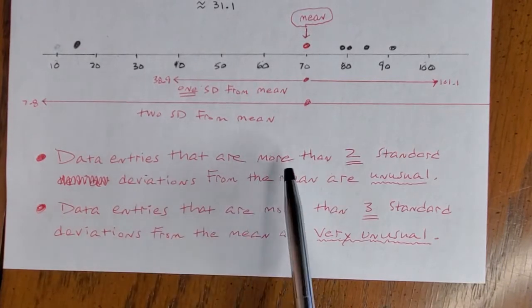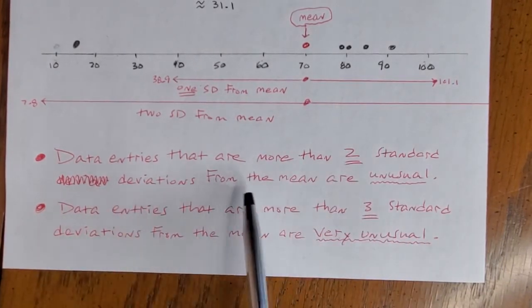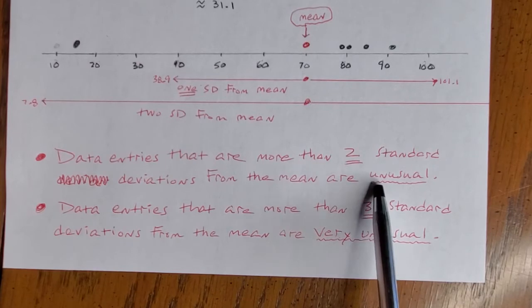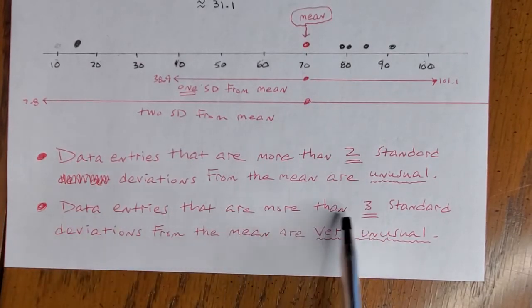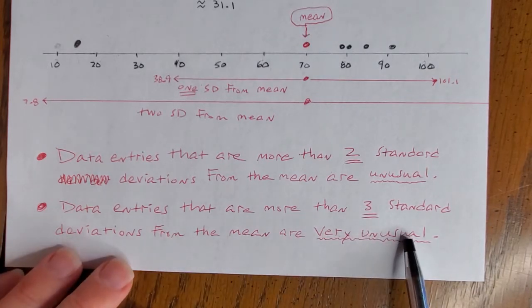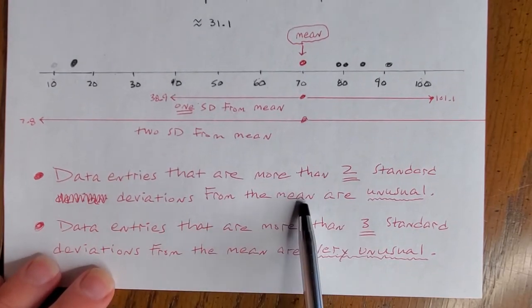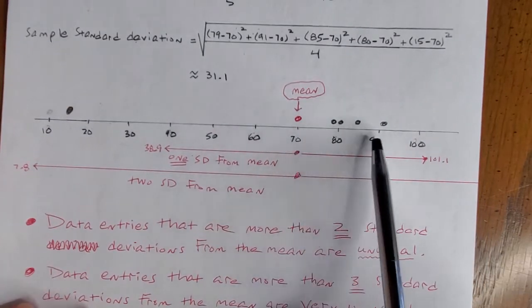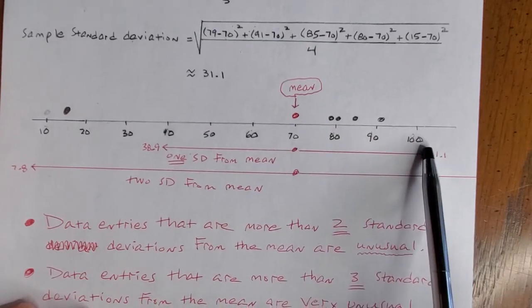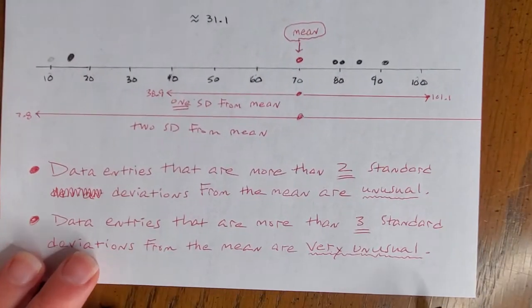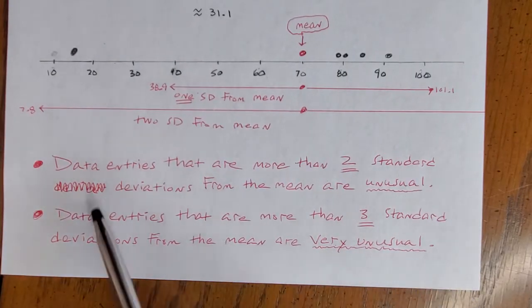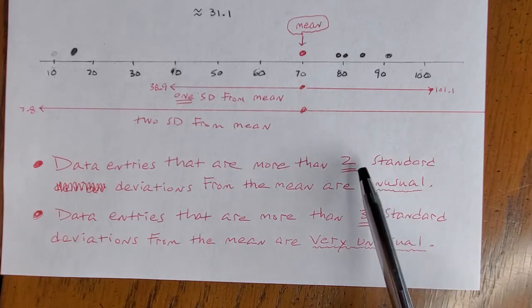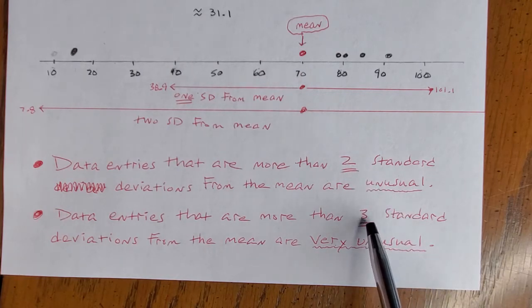Data entries that are more than 2 standard deviations from the mean are generally considered unusual, okay? And data entries that are more than 3 standard deviations from the mean are very unusual, all right? I mean standard deviations away from the mean, or the average. You can jump 1 standard deviation, 2 standard deviations, and so on. So that's how we can think about whether a number is unusual, in terms of how many standard deviations away from the mean it is.